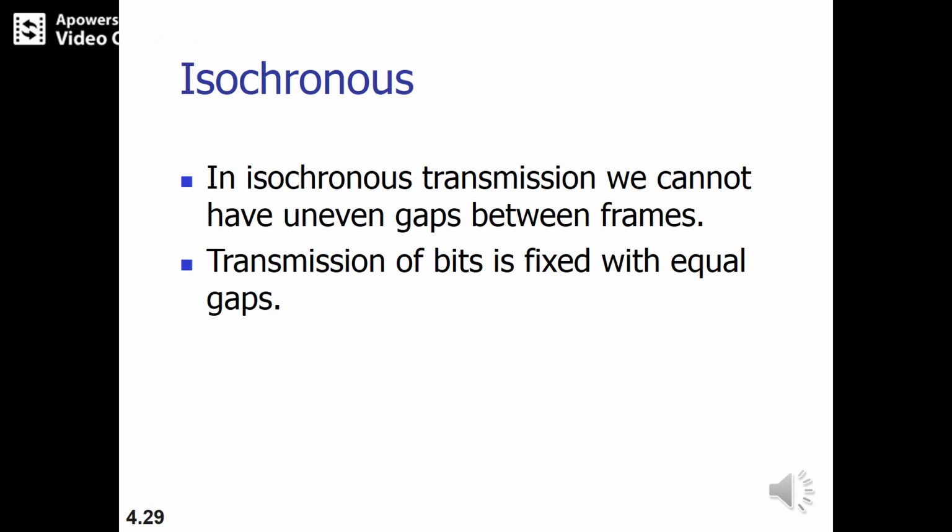The last one is isochronous. In isochronous transmission, we cannot have uneven gaps between the frames. The transmission of bits is fixed with equal gaps.